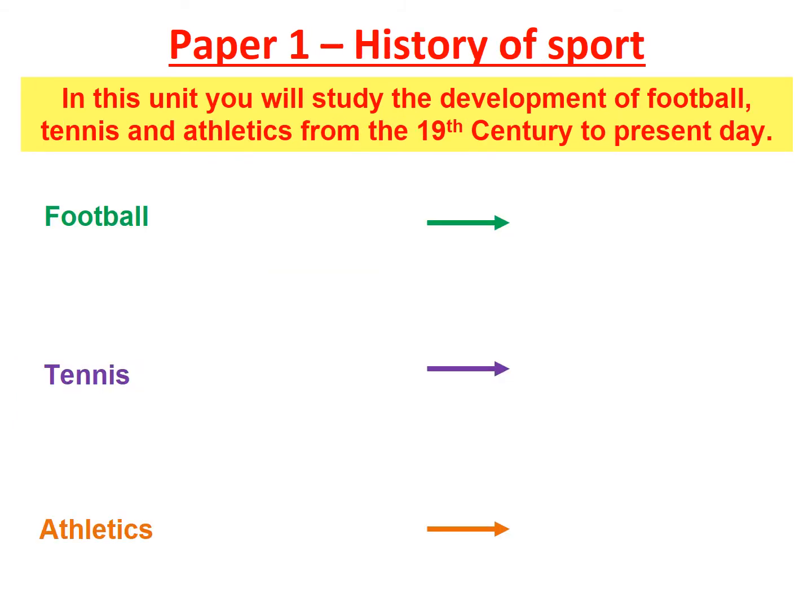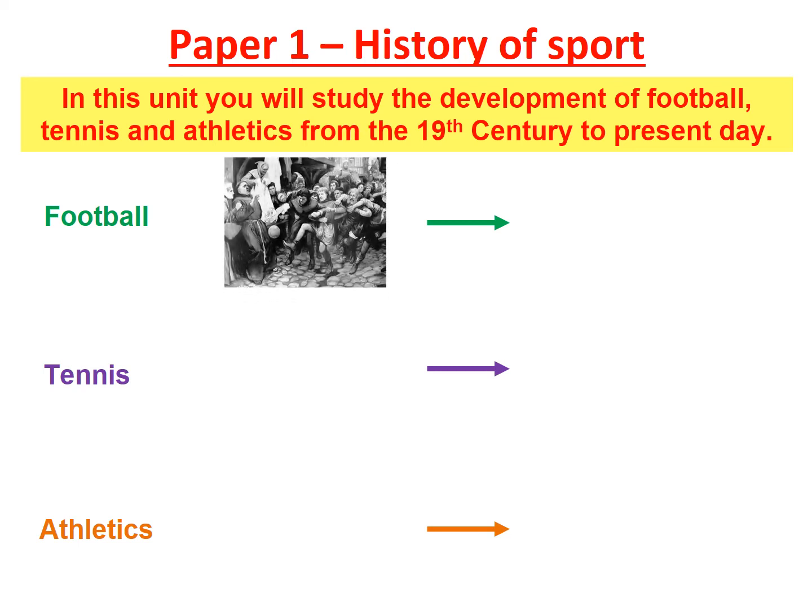And the final section of paper 1 is history of sport. This is a really interesting unit, actually, brand new to you, so you haven't studied this at GCSE. You're going to look back at the 19th century and look at the differences between the lower class and the upper class and how they lived. What sports they did in their free time, what sports did they begin to play in school, so where did PE begin, and in particular you'll study the development of football, tennis and athletics all the way back from the 19th century and how it's progressed or developed to present day.